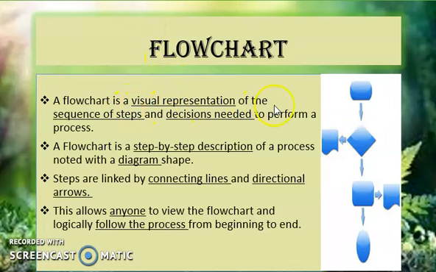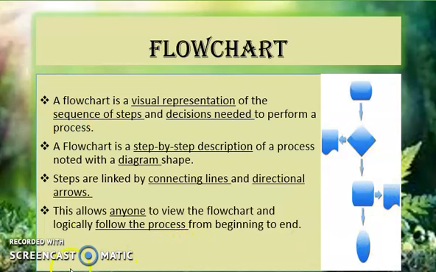A flowchart is a visual representation of the sequence of steps and decisions needed to perform a process. It's also described as a step-by-step description of a process. It is noted with a diagram; if you look at the right side, it'll be in shapes, in a pictorial appearance. Thirdly, these steps are linked by connecting lines or directional arrows. This allows anyone to view the flowchart and logically follow the process from the beginning to the end.